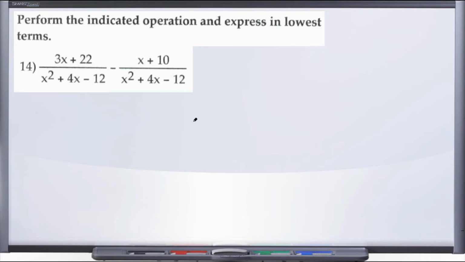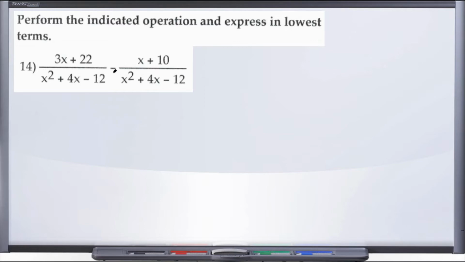So 14 here, again, still performing the indicated operation and expressing in lowest terms. We know, hopefully by now, that when dealing with fractions and adding and subtracting fractions particularly, we need a common denominator in order to combine them into one single term. Well, we've already been given a common denominator, haven't we? So 12, 13, now 14, a lot of the work has been done for us.